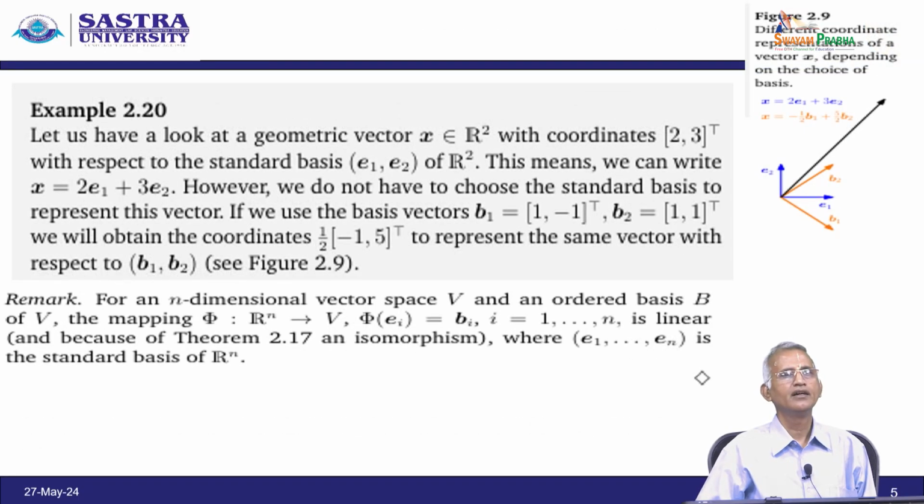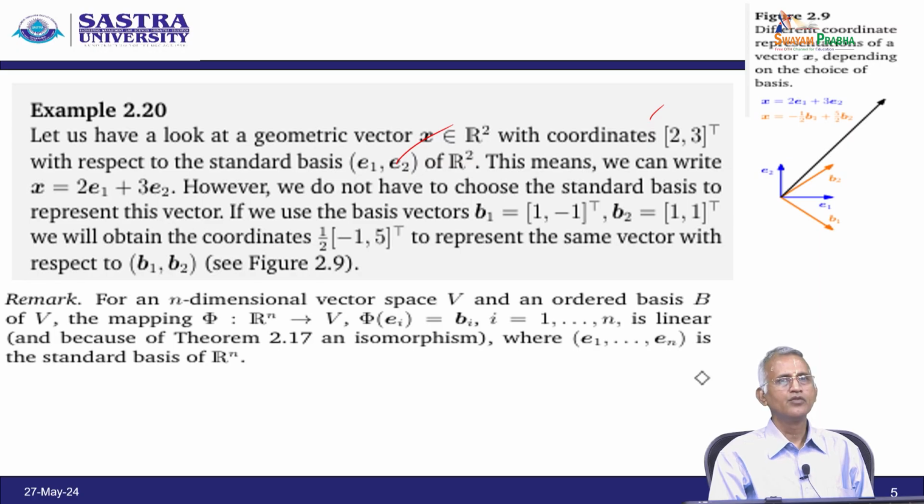Now, we have an example. Let us look at geometric vectors x in R square. R square means 2-tuples, with the coordinates 2, 3; that is, x can be written as 2e1 plus 3e2 with respect to the basis e1, e2. This means we can write x equal to 2e1 plus 3e2.